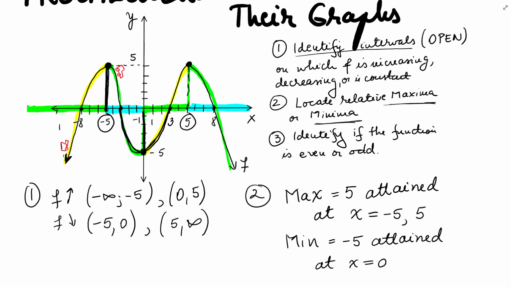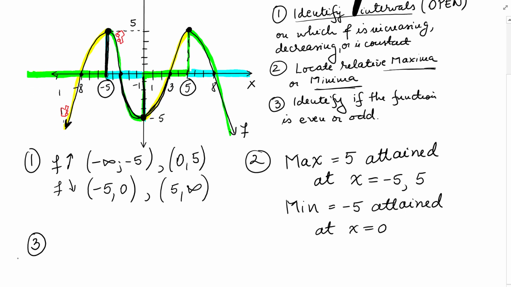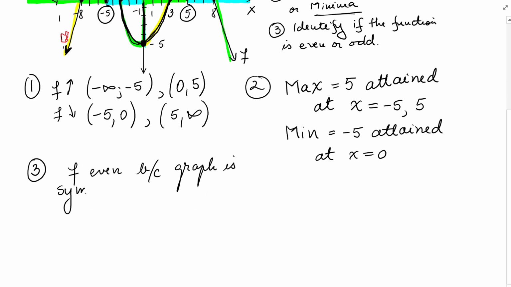Now let's also take a look at 3. Identify if the function is even or odd. Now my graph is not that perfect, but we can see that if we would fold this graph on the y-axis, we will notice that the graph would match. So the function is even because the graph is symmetric with respect to the y-axis.